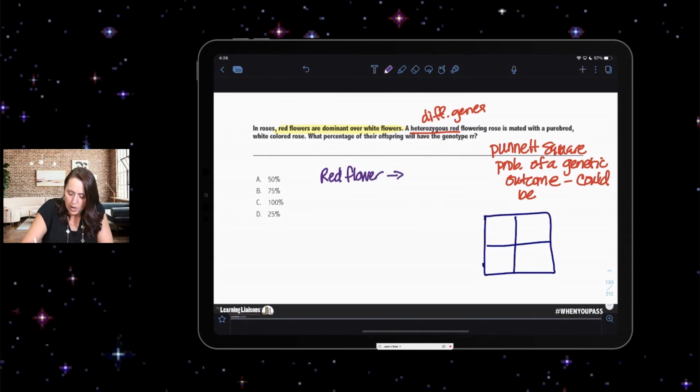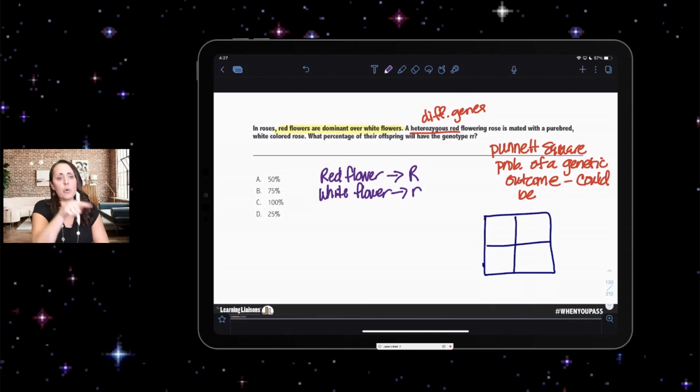And I know my red flower, because the question sim stated it's dominant, it gets to be the big R. I'm also working with a white flower. That one is going to be a little r because the red flower is more dominant. Ready? Now, what else do I have here?